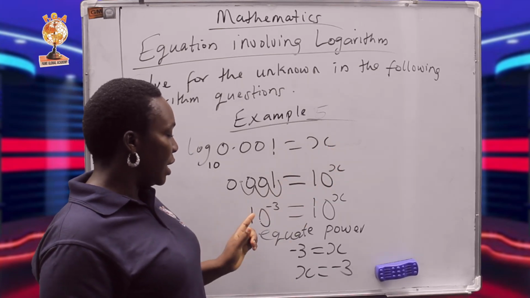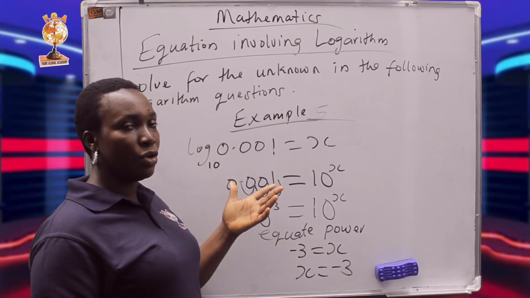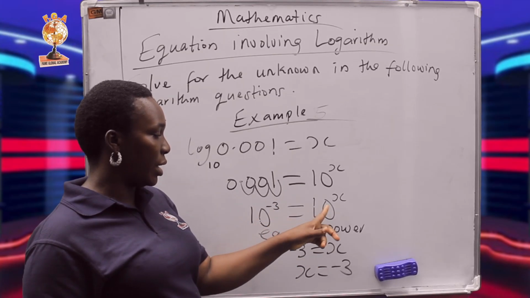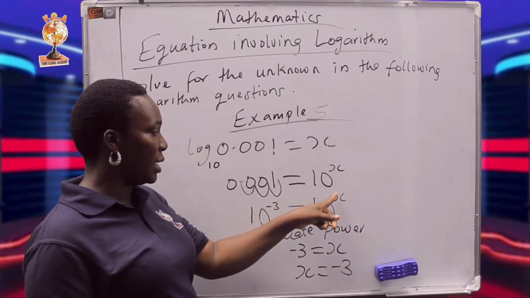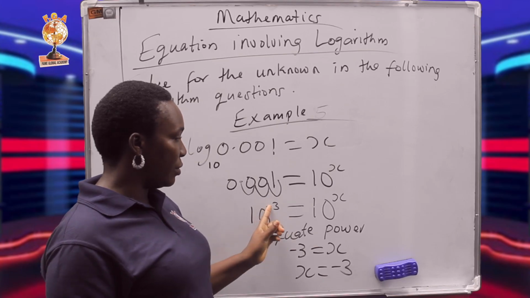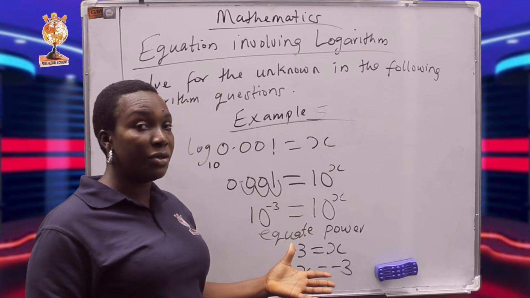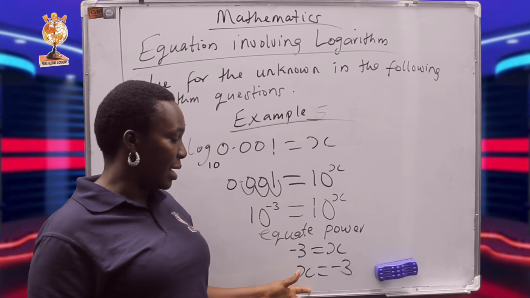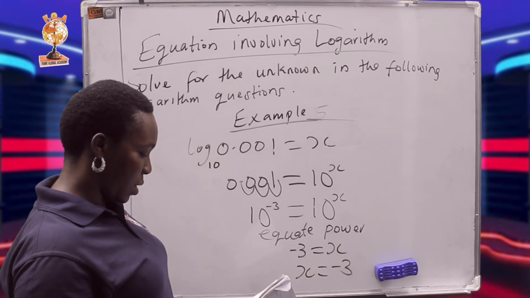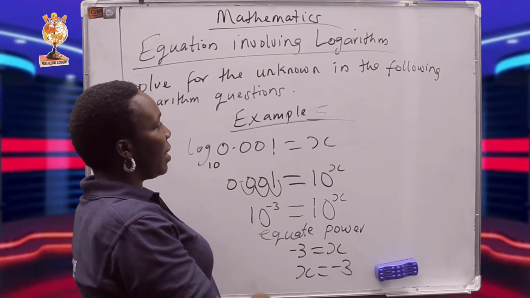And I said, if the two bases are the same, we equate power. We have 10 here, we have 10 here. Okay, so what we did, we equated our power, which is minus 3 and x. And minus 3 is equal to x. If minus 3 is equal to x, then x is equal to minus 3. So that's that for example 5. Okay, so this is the end of our example 5.